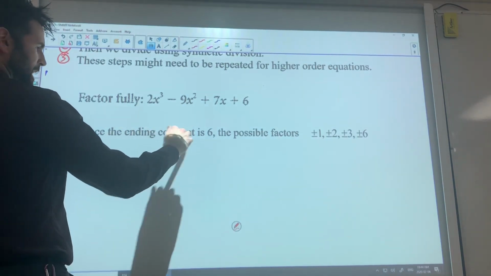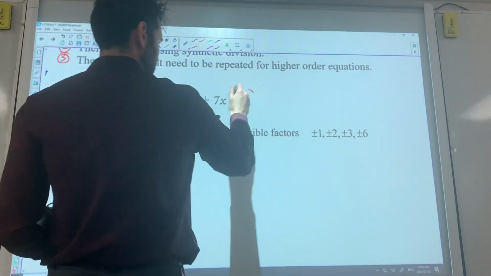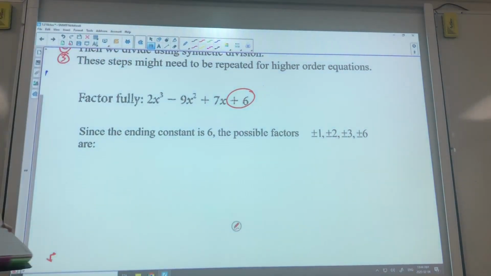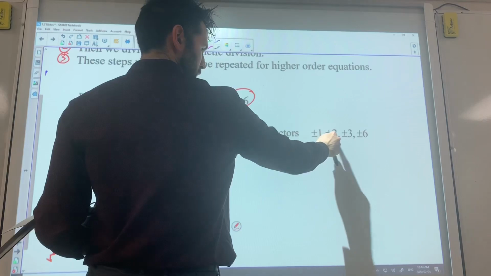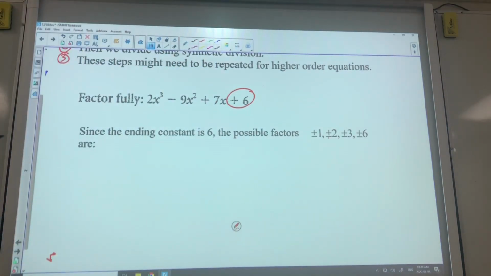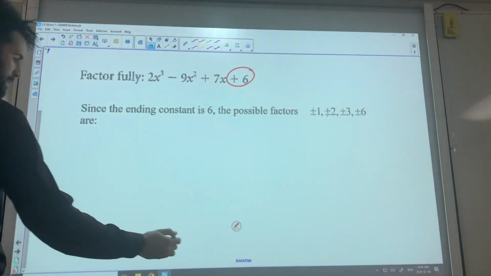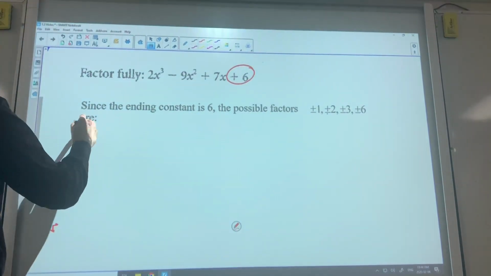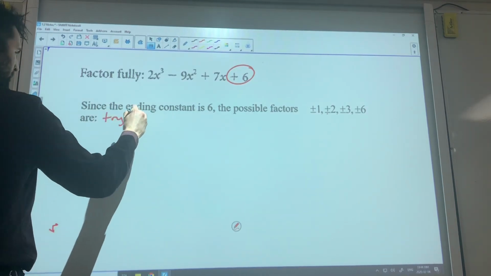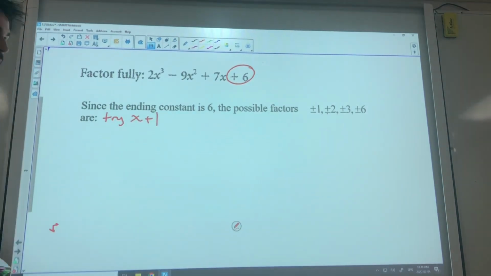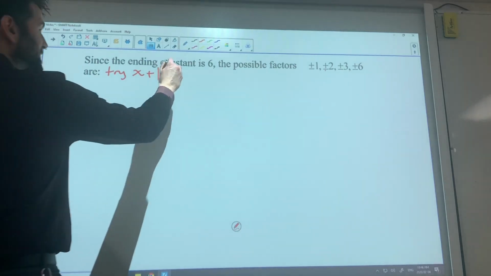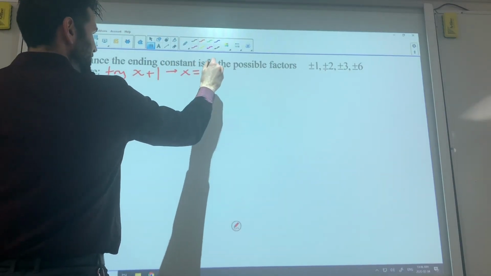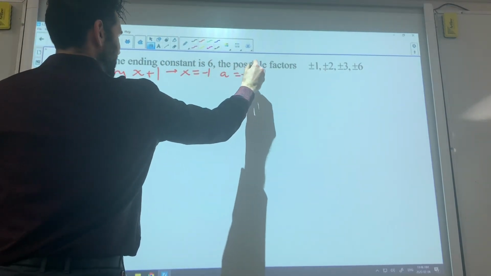Since the ending constant is 6, all the possible factors of 6 are right there. That's a step you would have to do on your own: plus or minus 1, plus or minus 2, plus or minus 3, plus or minus 6. This is how I like to do it. I like to go with the easy ones, starting with 1. So I'm going to try x plus 1. So what's the a value? Very good. a equals -1.